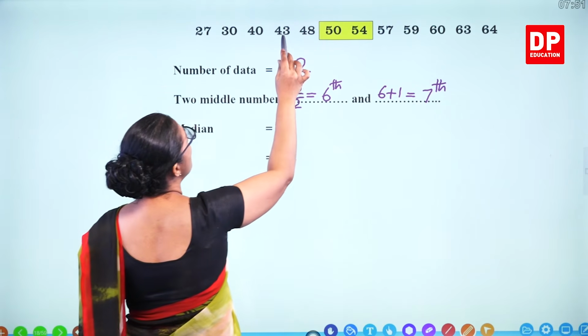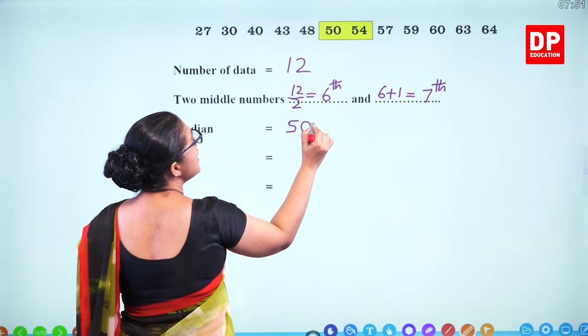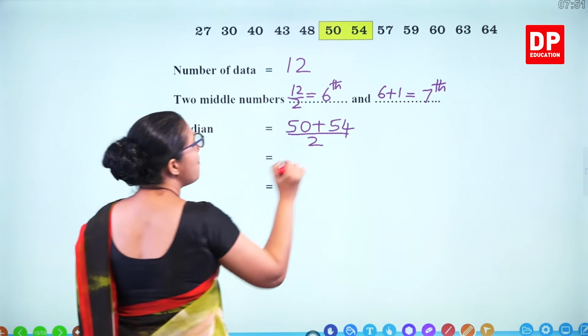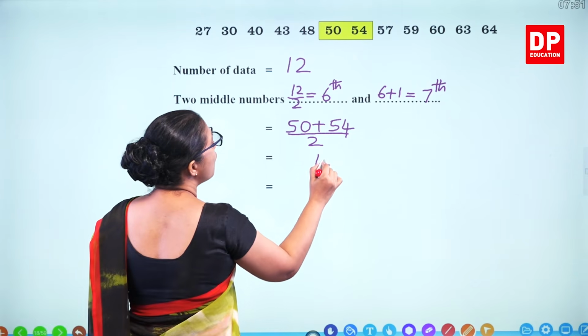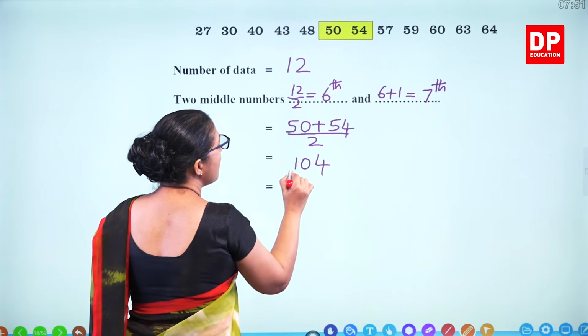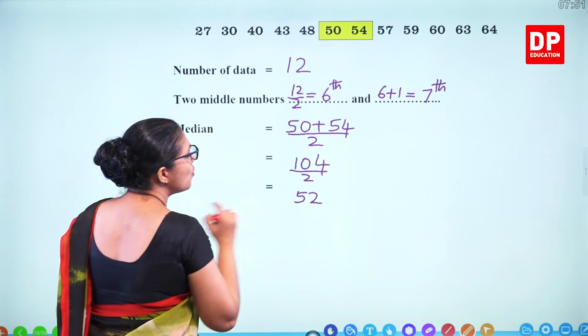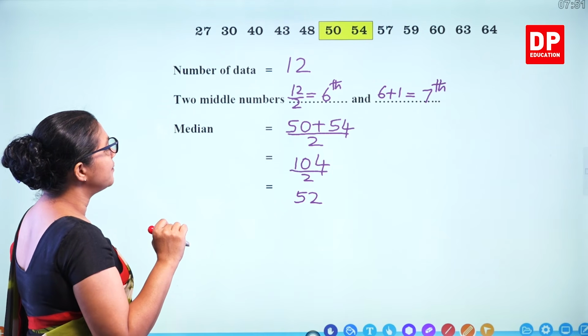1, 2, 3, 4, 5, 6. 6 is 50. 7 is 54. Take the sum and divide by 2. So, you get 104 divided by 2. You get 52. 52 is the median value.